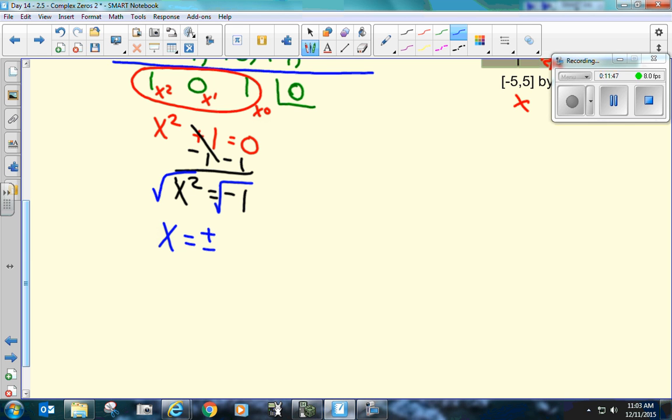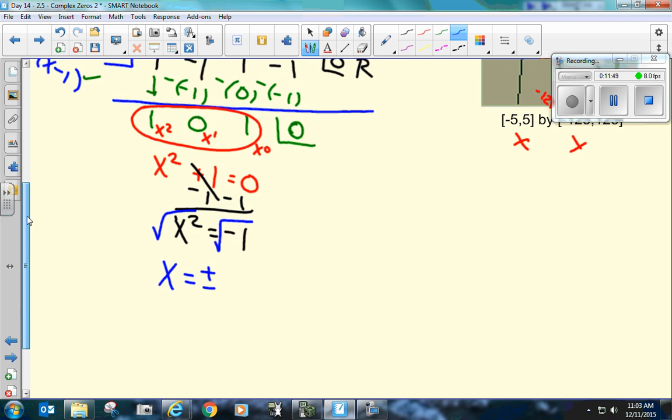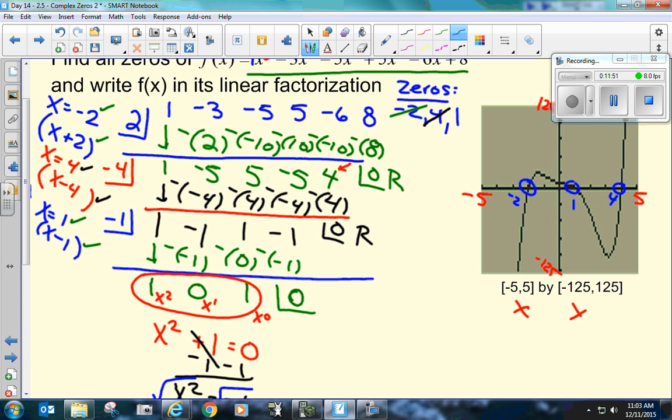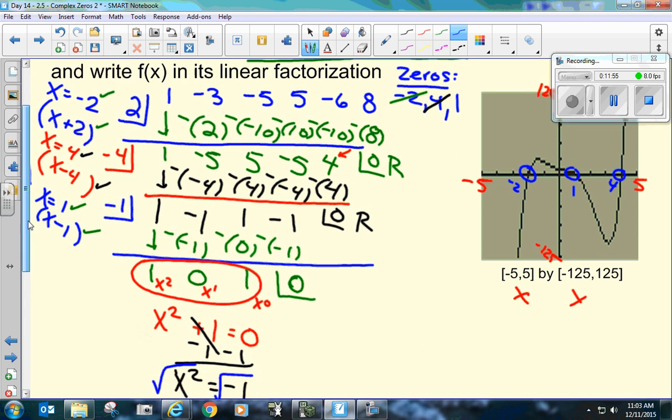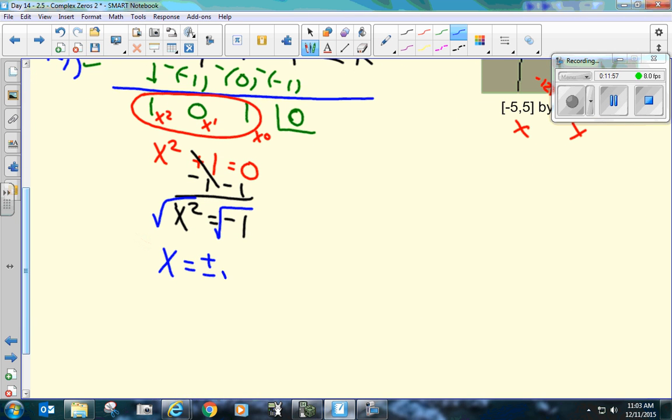That means there would be 2 answers here, right? Well, don't we have 3 here? Plus 2 more would give me my 5. Interesting. So right now I have plus or minus radical -1. Who knows what that is?